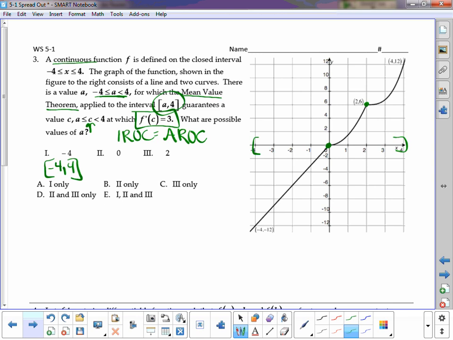No. So we have an issue of differentiability. If it's not differentiable, then I cannot use the mean value theorem. So I know then that the first option is correct.